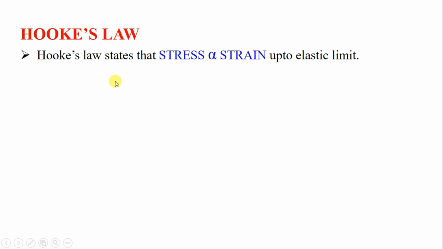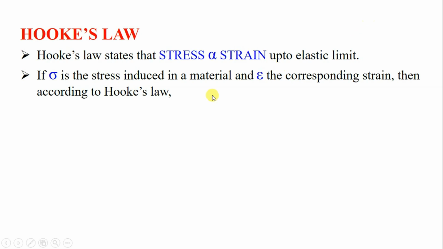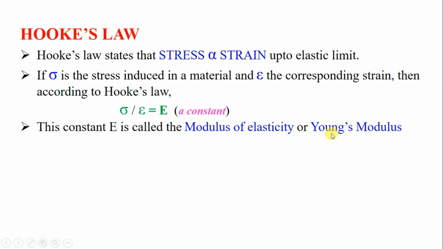Now let us see what is Hooke's law. I already explained that, we'll see later in this chapter. So here Hooke's law states that the stress is directly proportional to the strain, and that is up to elastic limit only, that is the point A in the diagram. If sigma is your stress and epsilon is your strain, then according to Hooke's law, this sigma divided by epsilon gives you capital E, that is a constant. If you remove the proportionality symbol, we will get division, and that is equal to a constant. That constant capital E is called the modulus of elasticity or Young's modulus, both are same.